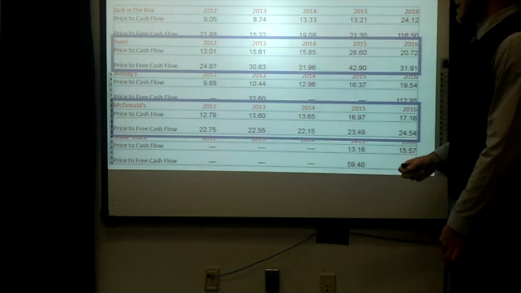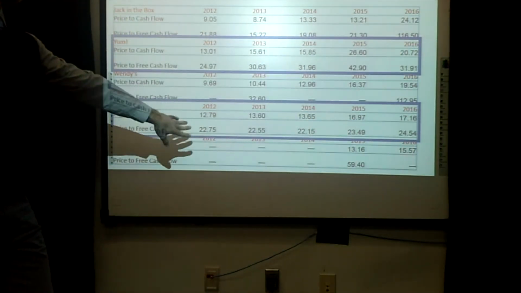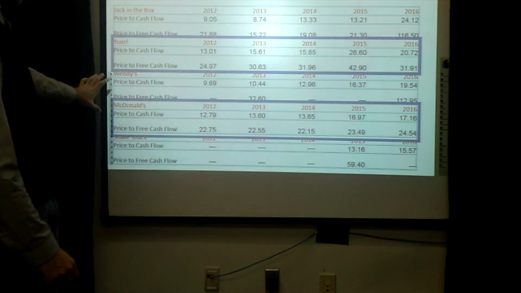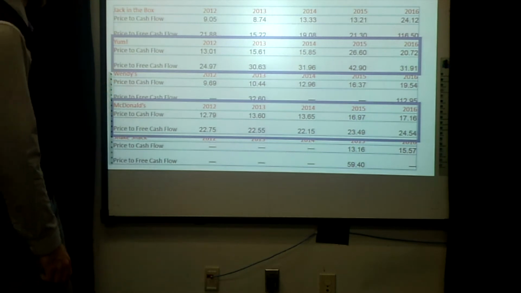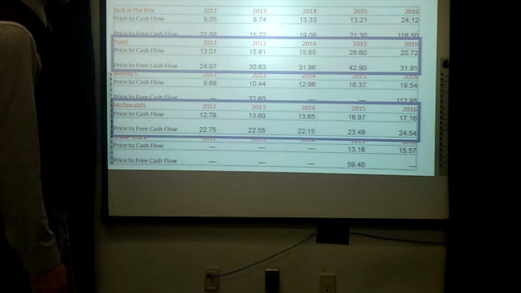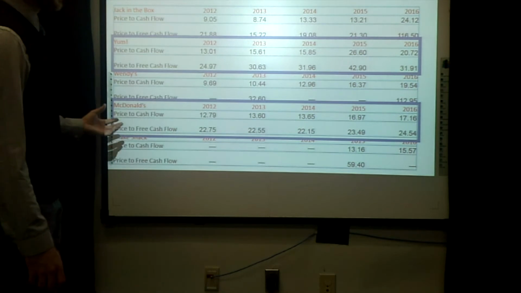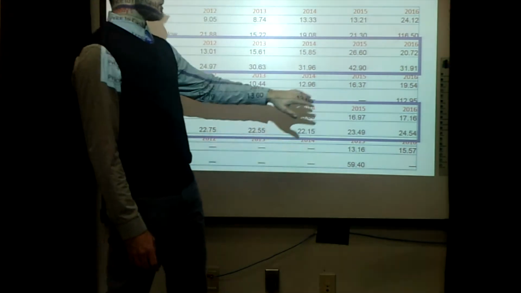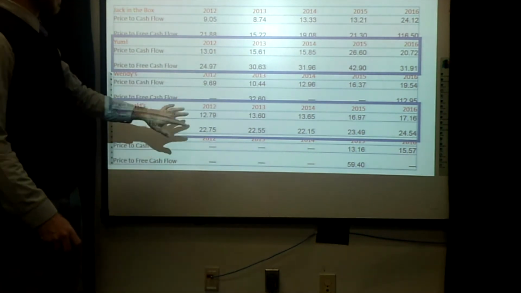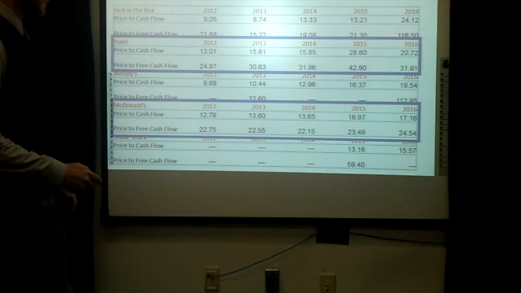So because of that, we pick Yum Brand and we pick McDonald's. Once again, Shake Shack, not very much information down here. Price to cash flow on these two, it's really not that different from company to company. Really no company in this industry stands out. The biggest reason for picking these two was you'll see huge numbers in Jack in the Box and Wendy's, as opposed to fairly constant numbers in Yum and McDonald's.